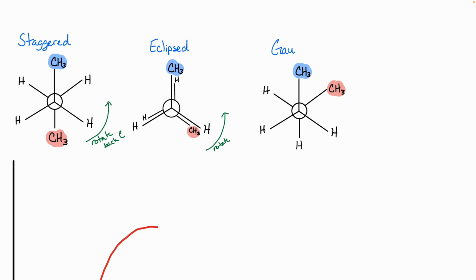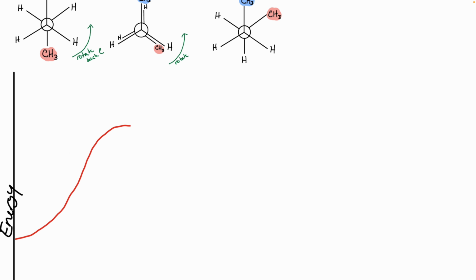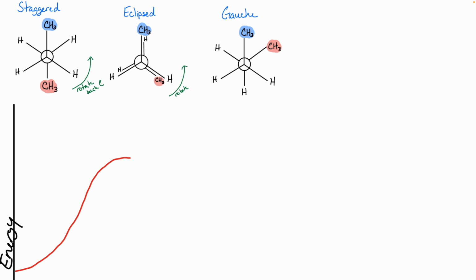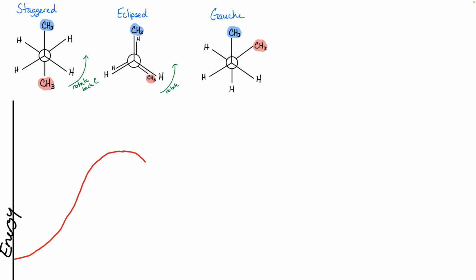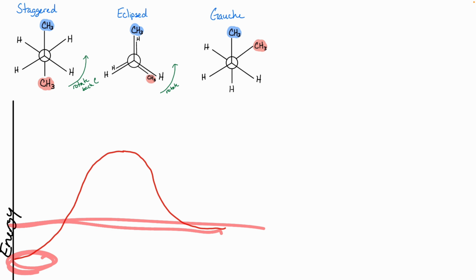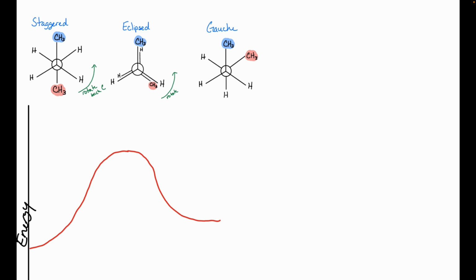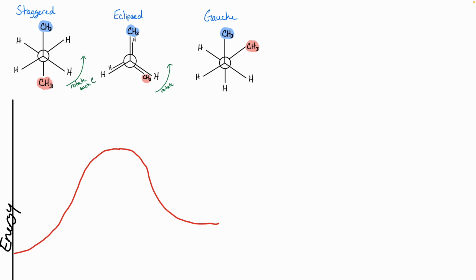This is what we call the gauche conformation. This is staggered, so it's lower energy than our eclipsed conformation, but it's not quite as low as our original staggered. So we're going to hit a minimum here. But notice that we're at a higher energy over here than we started out originally. And now we're going to keep rotating, which means that now I'm going to get to another eclipsed conformation.